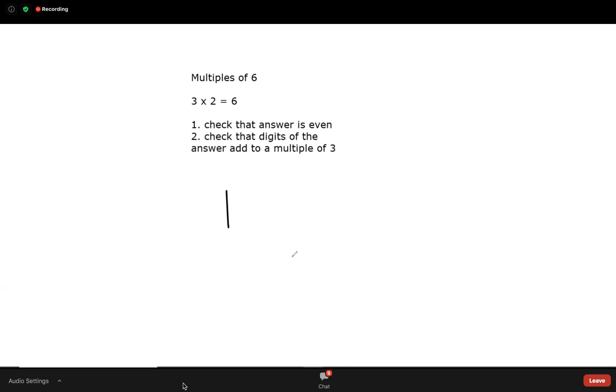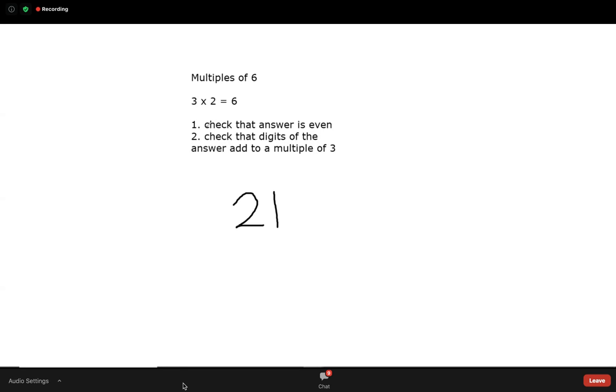So let's have you guys try a number like 21. Is 21 a multiple of 6? Let me know in the chat. Okay, I'm seeing a lot of people say no.